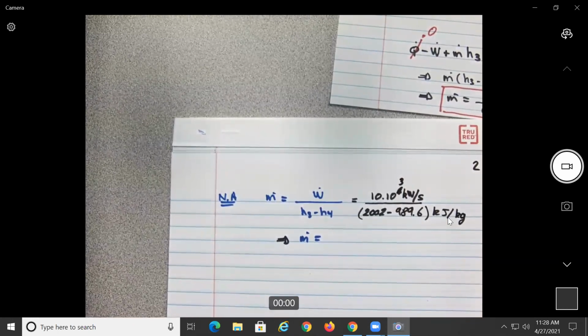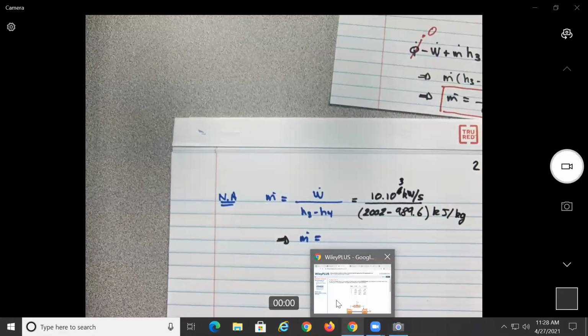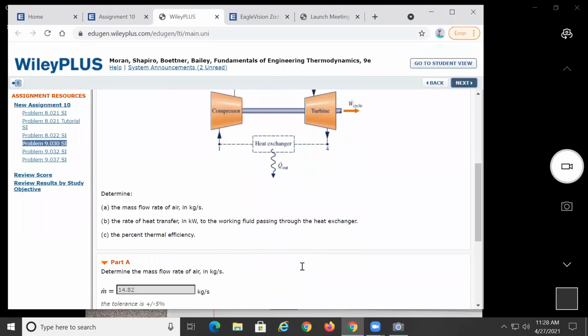So go ahead and calculate this, but if we didn't do anything wrong, what should we get? Is it 14.82? I did this in the solution. He did it differently, they have worked out H3 minus H4.